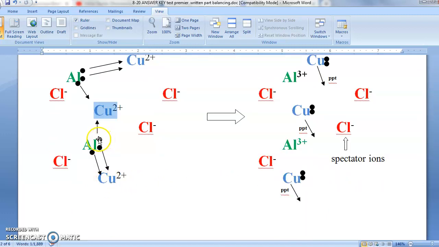So this electron right here is going to that copper. This electron right here is going to this copper. I have one more Cu2+. This active aluminum will force that one to take both of those electrons.